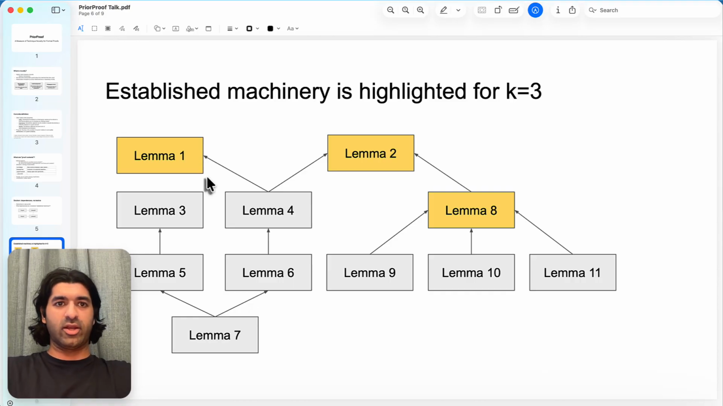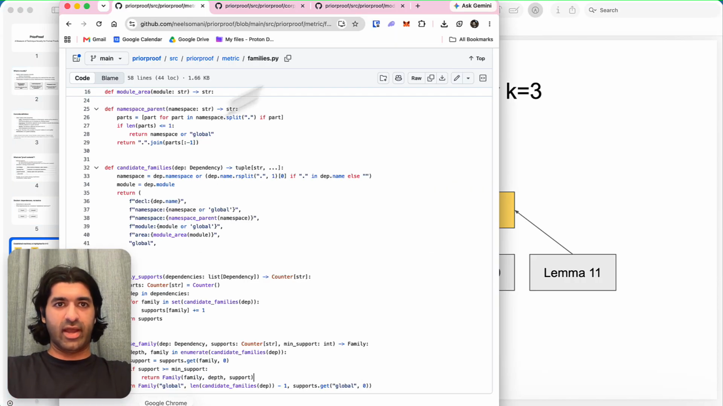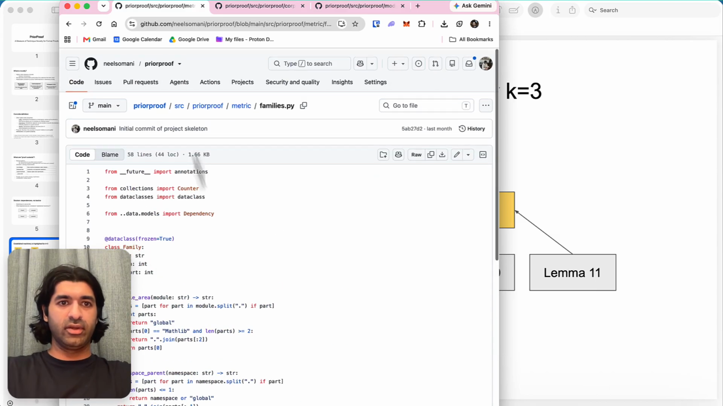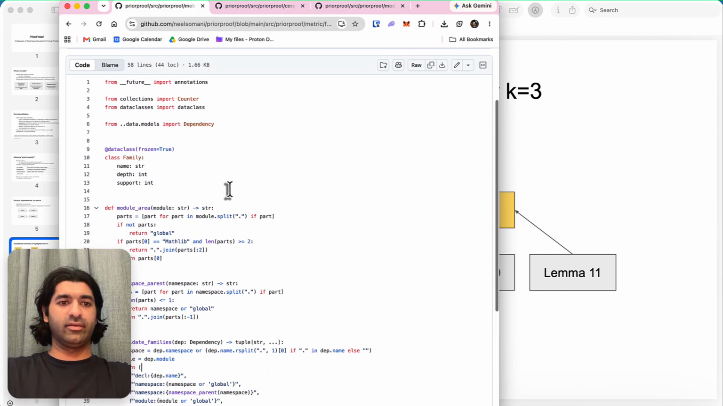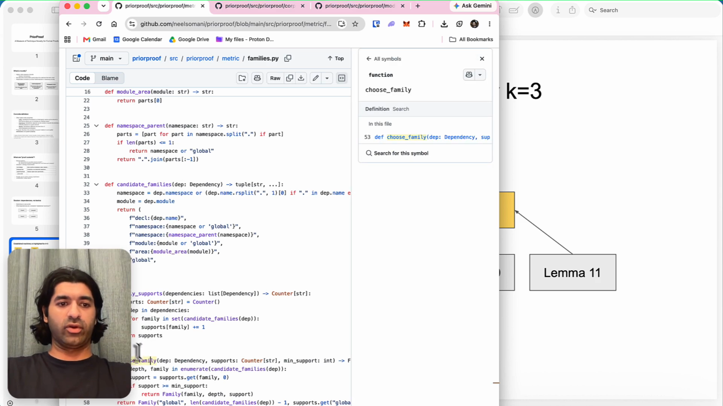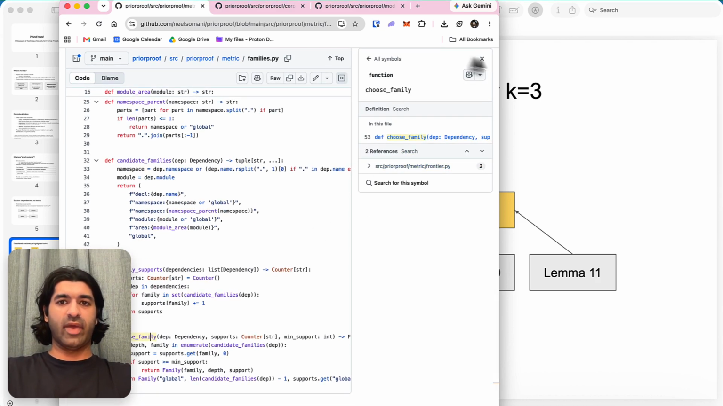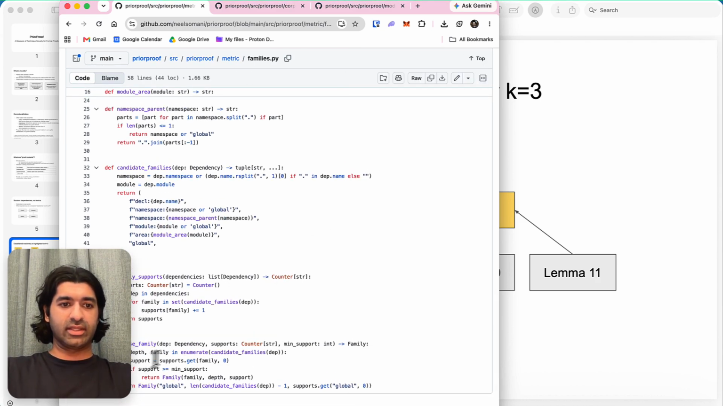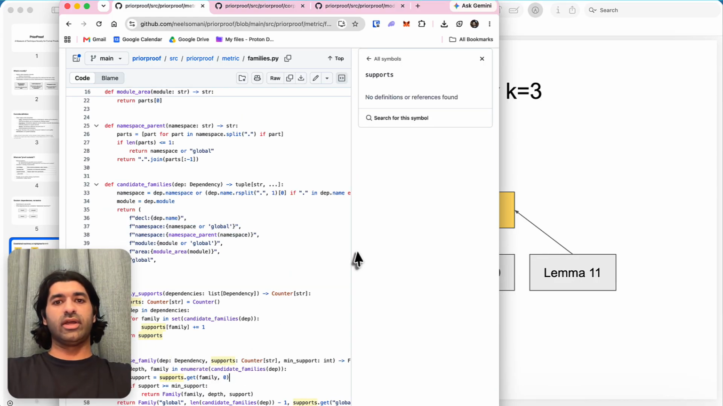And the place where I actually specify that logic in the code is here. So it's under this families.py file. And it's a little bit more complicated because let's say a dependency itself is not considered established, then I look at its namespace. And if that's not established, then I look at its namespace's parent, then its module, and so forth. So here you can see if we're iterating over some proof's dependencies, then we basically select the first element out of this list that has sufficient support. So that's the way that this works.